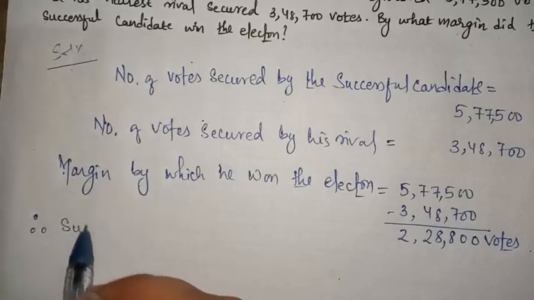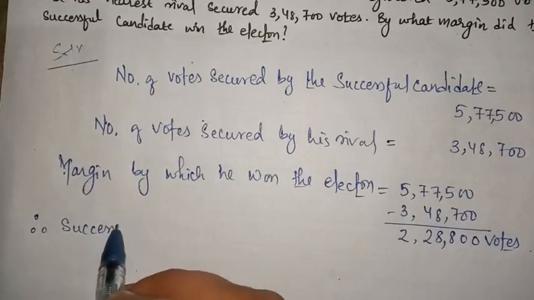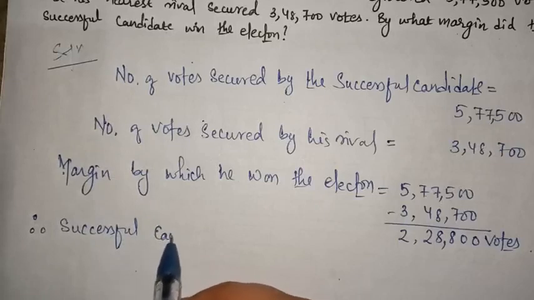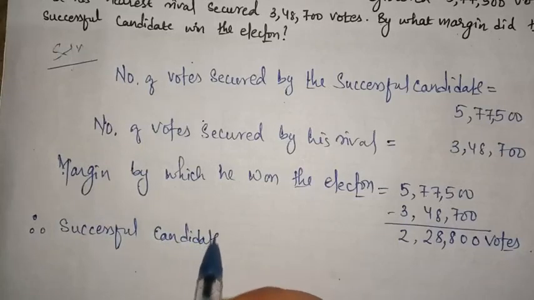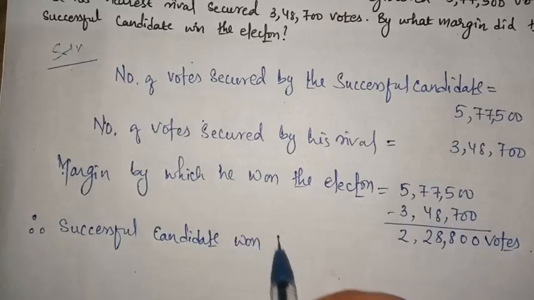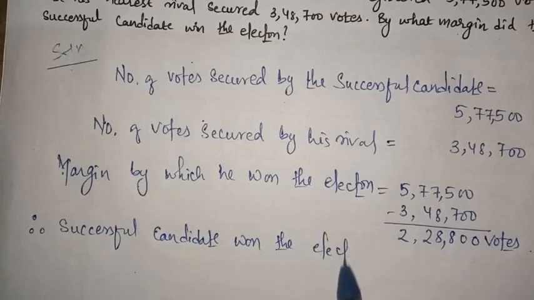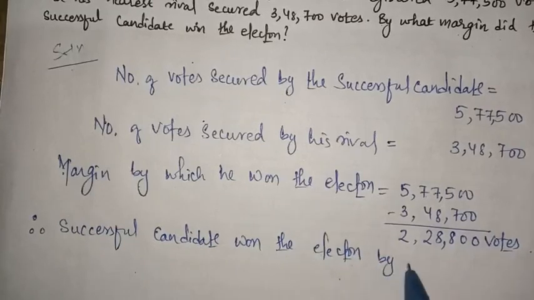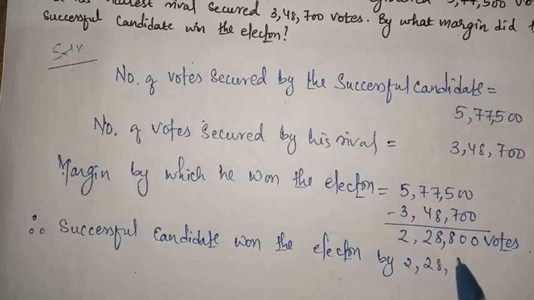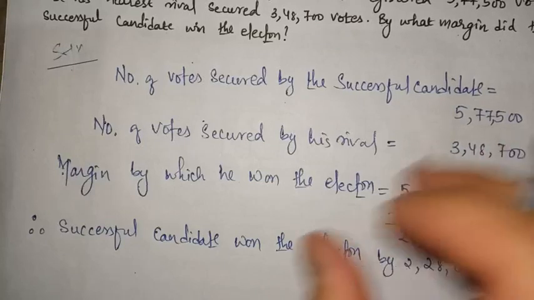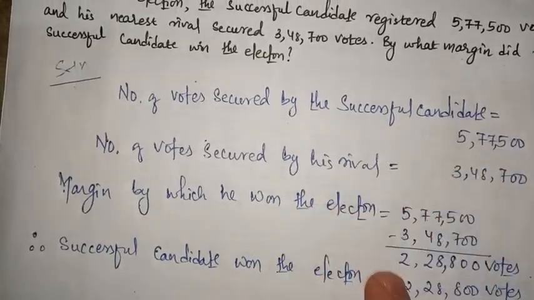the successful candidate won the election by how many votes? By a very big margin, that is 2,28,800 votes. So the vote count is coming near, so the question is based on votes. This is how we need to solve.